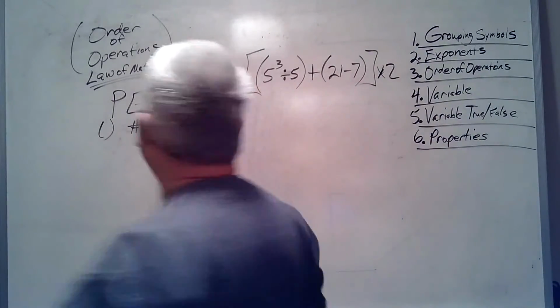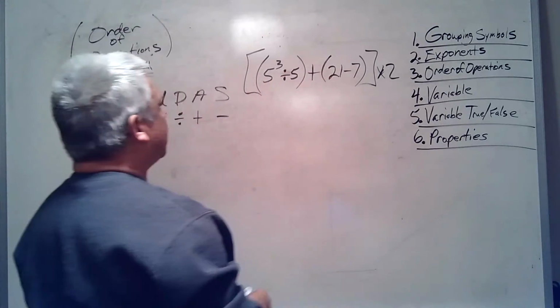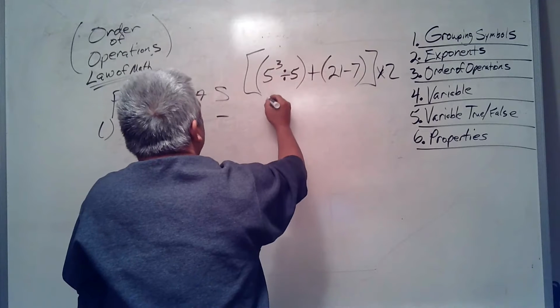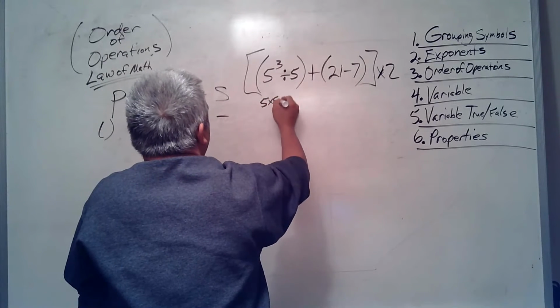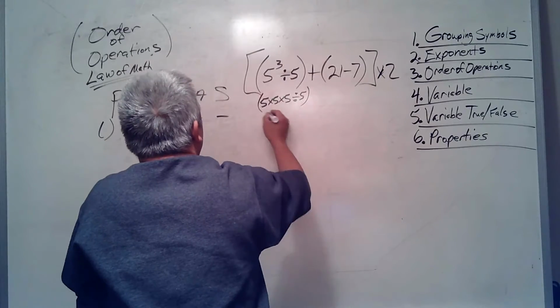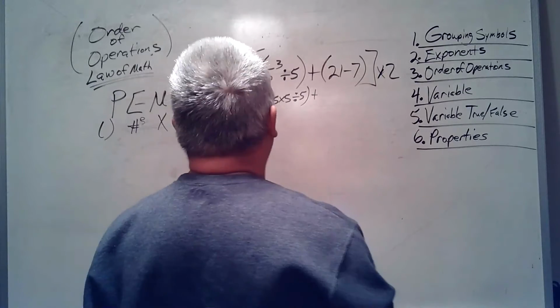All right, so what are we going to do? We're going to do the parentheses first because that's the law of math. So we got 2 sets of parentheses. Woo! Plus we got a bracket. So let's do the work here. This is going to be 5 times 5 times 5 divided by 5. Still in parentheses, still got a bracket, plus we have this set of parentheses over here.